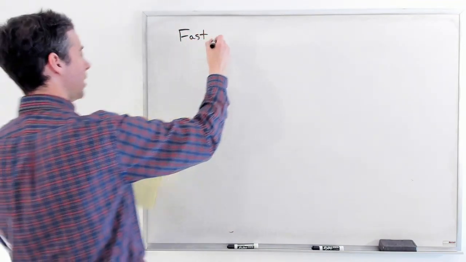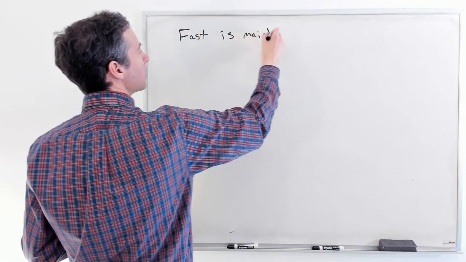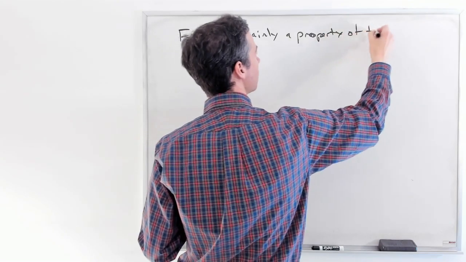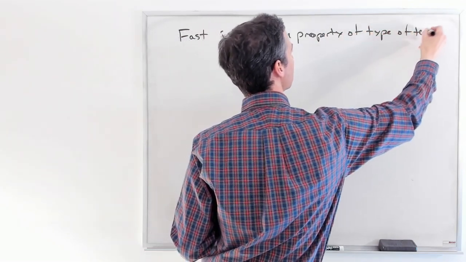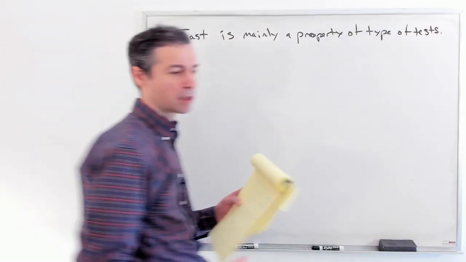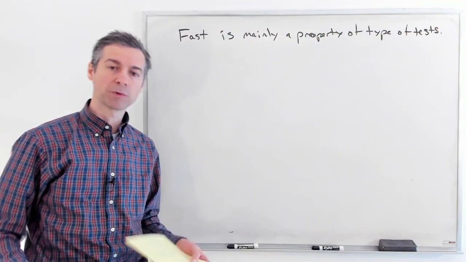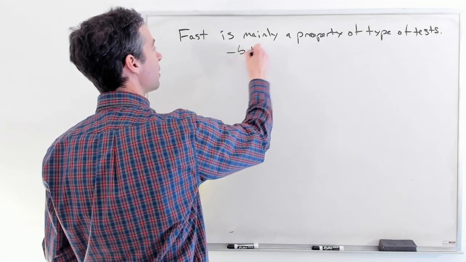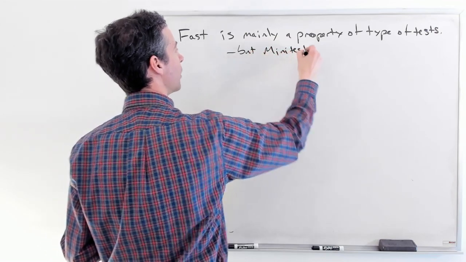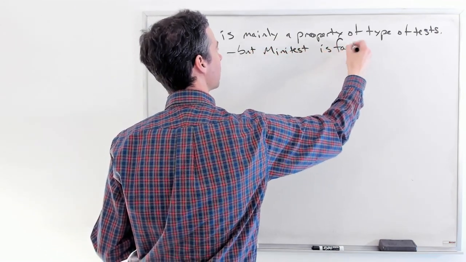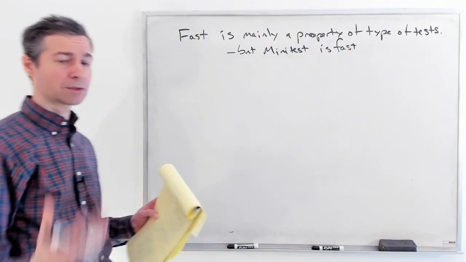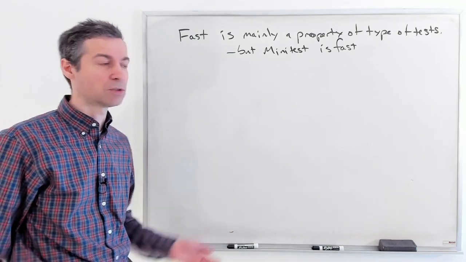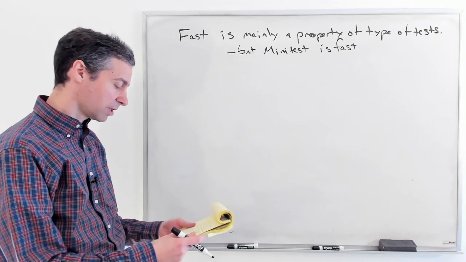What about Fast? Well, Fast is mainly a property of the type of test we do. If we're running unit tests, they're going to, in general, be really fast. If we're running integration tests, they're going to be slower. When we run end-to-end tests, they're going to be even slower. I will say, though, that Minitest itself has low overhead. Compared to RSpec, it is a much faster framework. And so people, especially as their number of tests get huge, Minitest allows them to run them faster, which is a nice thing.